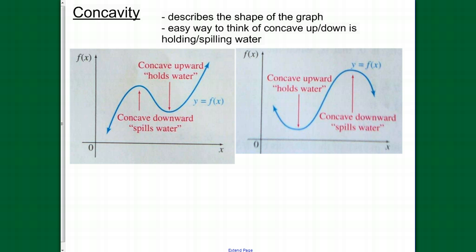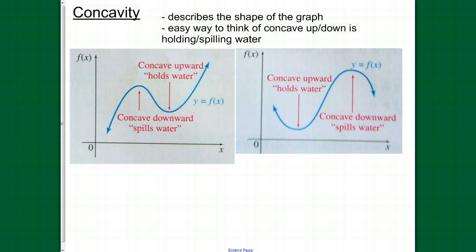The whole point of the chapter is talking about just the characteristics of functions. What do the graphs look like? What are the characteristics they have in them? For what x values is the function doing this thing or that thing? And one of the things that we talk about is this idea of concavity. It just kind of describes the shape of the graph.